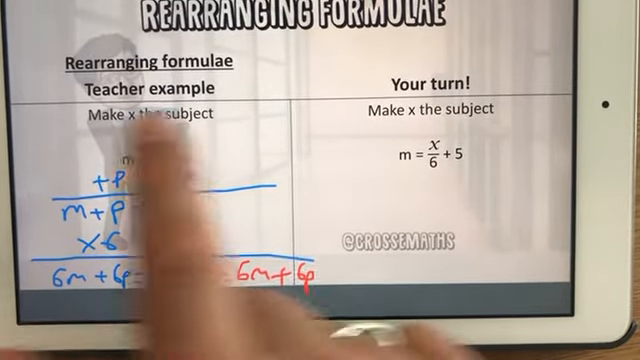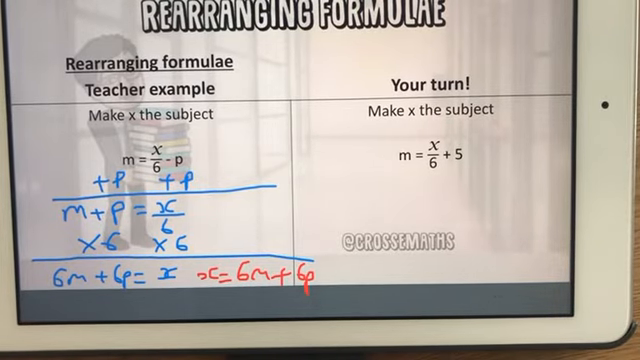Okay, guys, make sure that's written down. That's a really clear example for you. Have a go at the one on the right hand side of him, please.